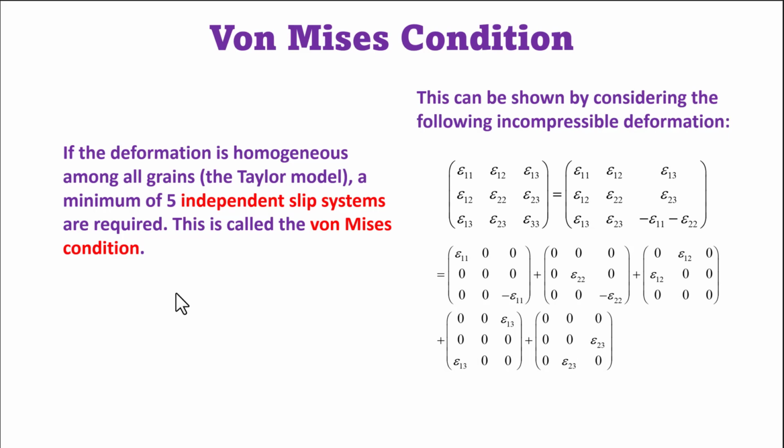In the session on flow and deformation, it will be demonstrated that each of these can be achieved by a simple shear. And each simple shear can be realized by an independent slip system. Therefore, 5 independent slip systems will be able to realize any imposed deformation, any imposed strain. Independent slip systems means the operation of a slip system doesn't interfere with the activity of other slip systems.